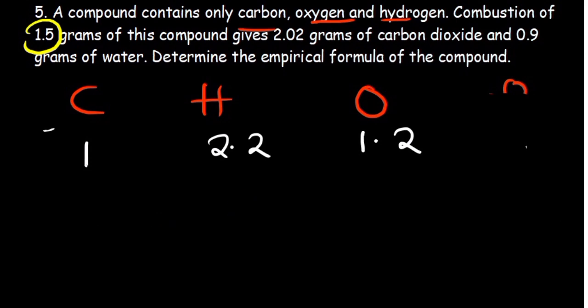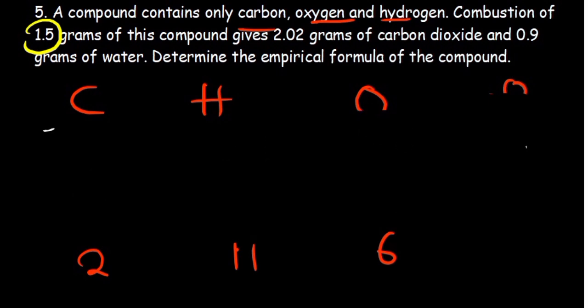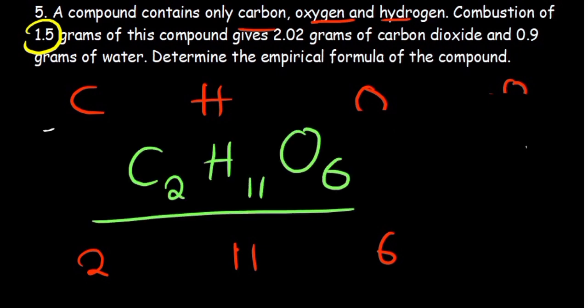We have to do something about it. What can we do? We can multiply by 10. So we have a 10, 22, and a 12. The highest common factor is what? A 2. So we have a 5, then 11, then a 6. So that gives us the ratio that we are in need of. So we can therefore say we have C5H11O6. So that is our empirical formula for this kind of equation.